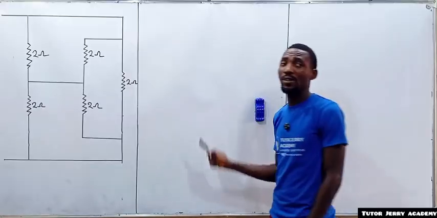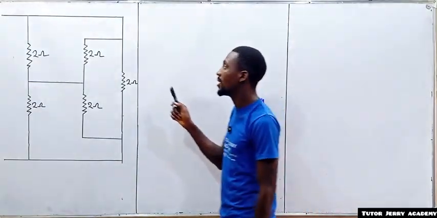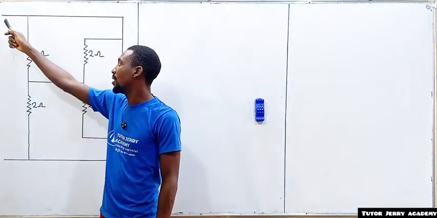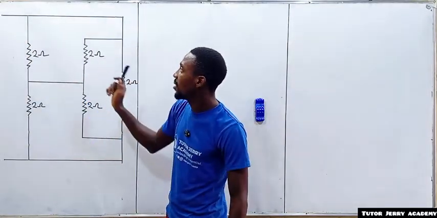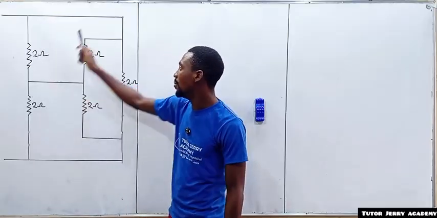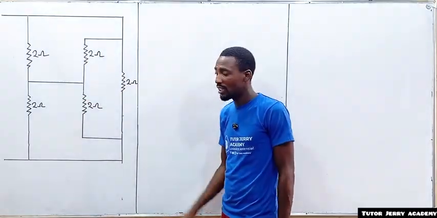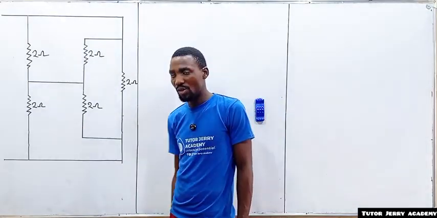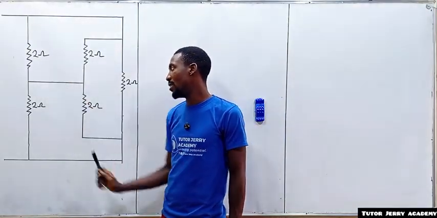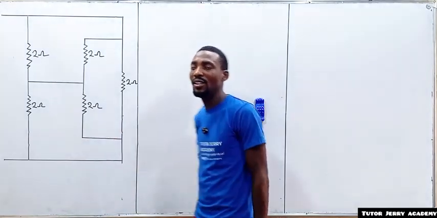You are going to observe that if we connect a voltage source across terminal A and B, the current that will enter into this branch will be different from the current that will enter into this branch. Similarly with this and this. So it shows that this is in parallel with this and this is in parallel with this.